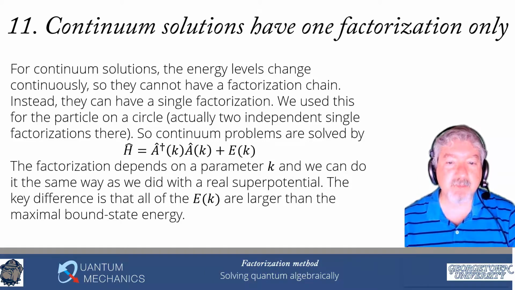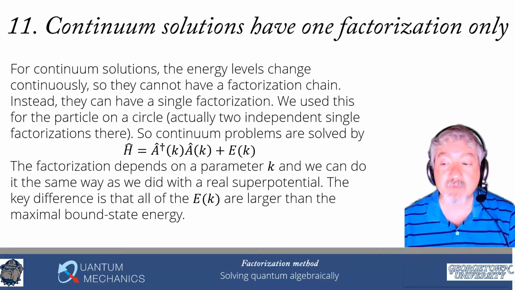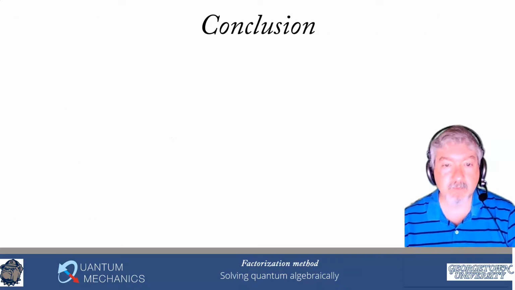The factorization depends on a parameter k, and we can actually write the raising and lowering operators in the same way as we did with a real superpotential. Again, it has to be real because there's no linear terms in momentum. And the key difference is that all of these E of k's must be larger than the maximal bound state energies. And you might be surprised, but this is what comes out. It means that you actually have to find a completely different factorization to solve these problems.